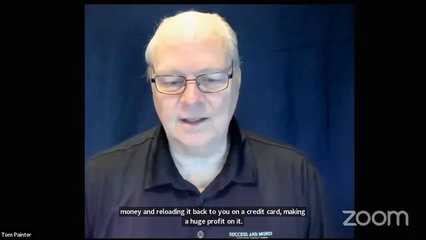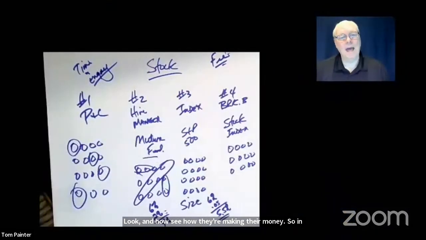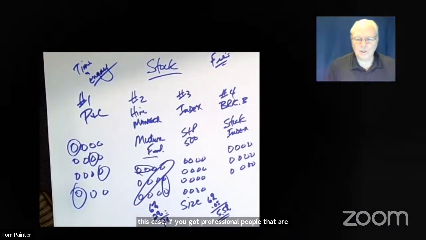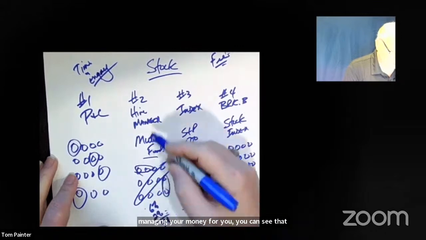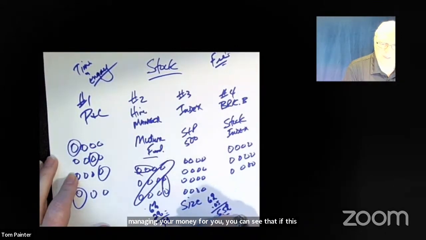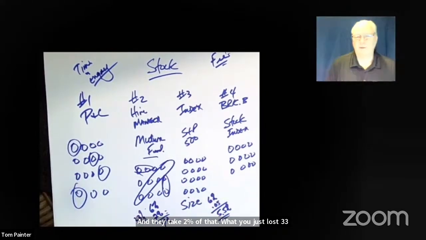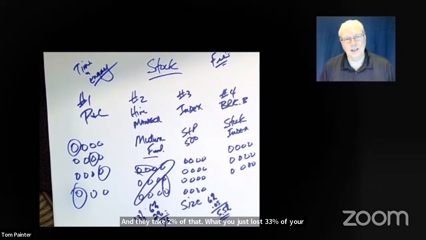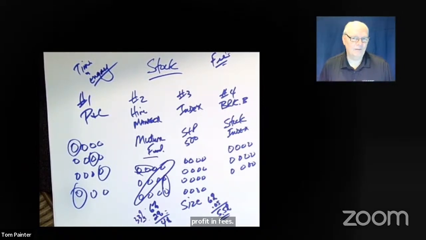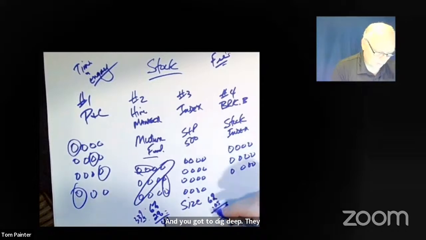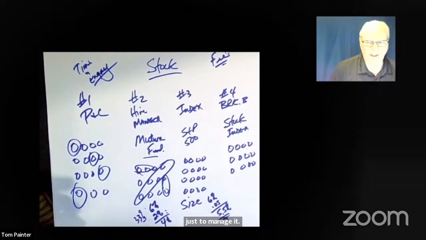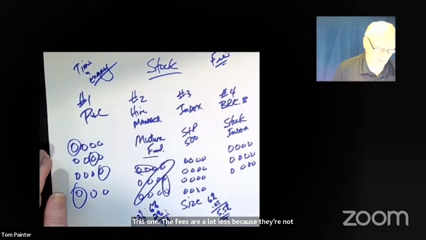So in this case, if you've got professional people that are managing your money for you, you can see that if this one did the same rate of return, made 6%, and they take 2% of that, well, you just lost 33% of your profit in fees. And you've got to dig deep. They all have some kind of fees just to manage it. This one, the fees are a lot less because they're not picking and choosing. They're just saying, hey, we're just taking the 500 biggest.